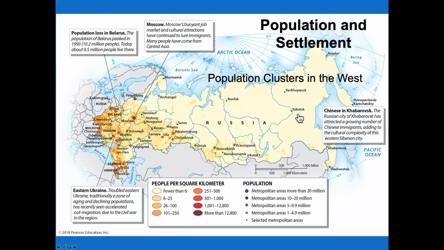Population. So let's look at some people stuff. So the population obviously is restricted to the Western quarter. As you can see, anything in this sort of color you see here is 6 to 25, up to about 200 to 500 people per square kilometer. Once you get into this area here, you're talking about fewer than 6 people. So it's a very, very, very lightly populated area, especially on the east side.